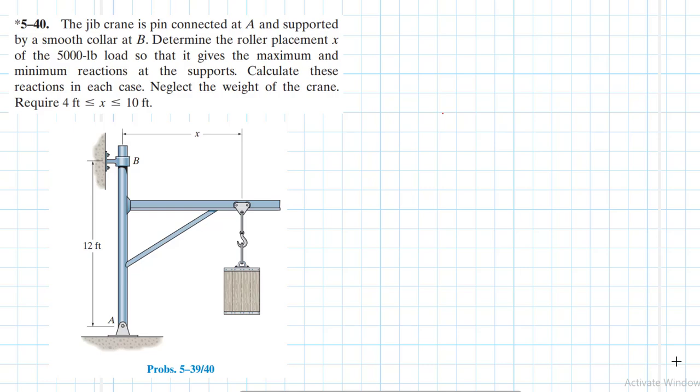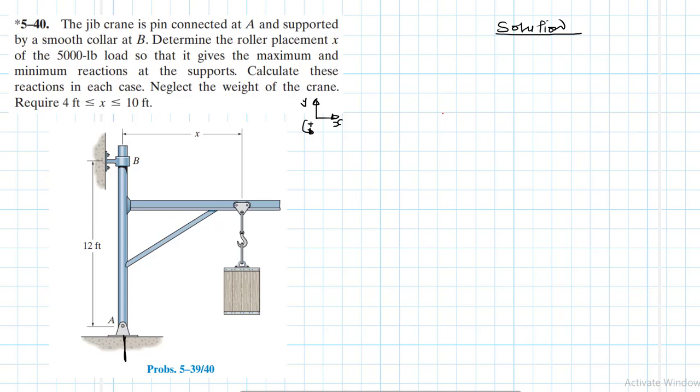The required domain is X greater than or equal to 4 feet and less than or equal to 10 feet. So this is the range that we are going to consider for X. This problem is from the Engineering Mechanics Statics textbook, 13th edition by R.C. Hibbeler. This is the coordinate system we are going to adopt: X in that direction, positive Y, and the moment anti-clockwise. So let's draw up a free body diagram.